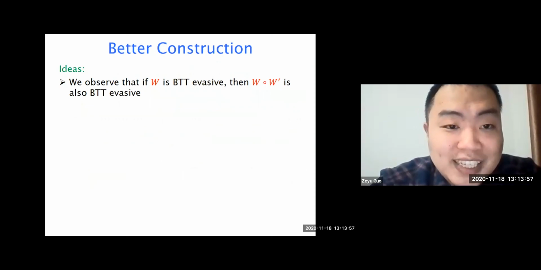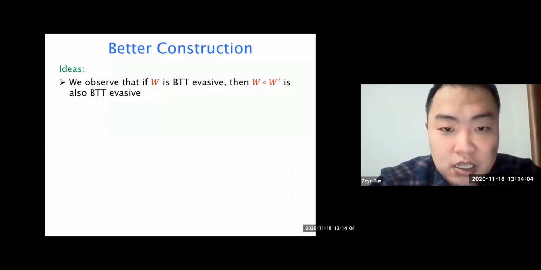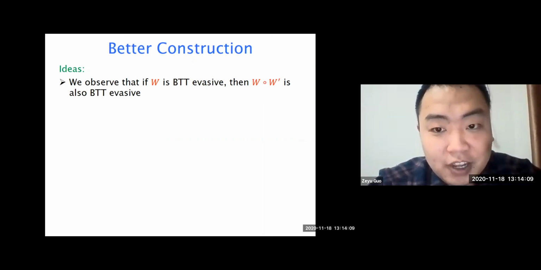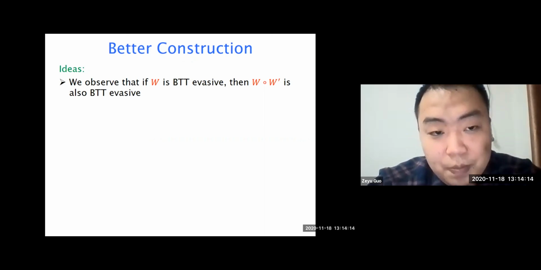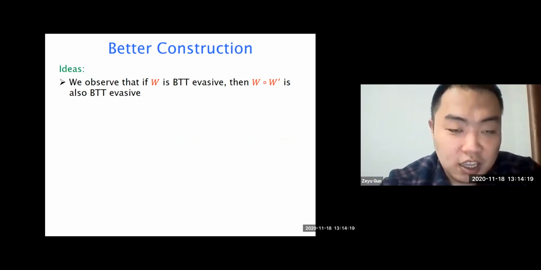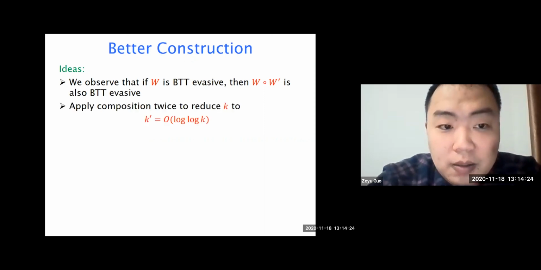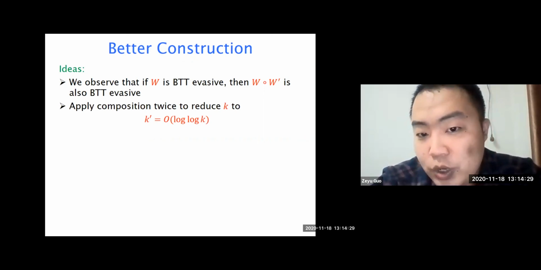First, we extend the composition lemma by observing that if the inner subspace is only BTT evasive, not necessarily periodic evasive, then the composed subspace is also BTT evasive. And because our final goal is to construct a BTT evasive subspace, it's okay. It's good enough for the inner code to be BTT evasive. And another idea is that we only apply composition lemma twice to reduce K to O log K.